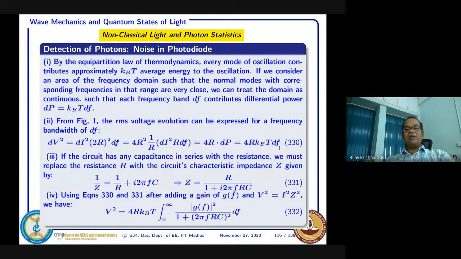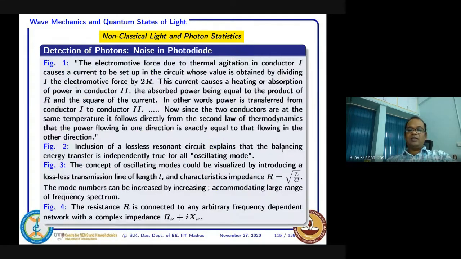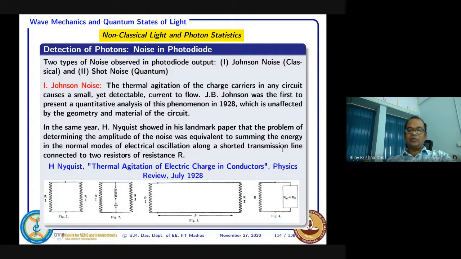Most of the time, when you see Johnson noise, people use this expression, equation 330, which was so nicely derived by Nyquist and Johnson. This is 4R kBT. Simply you get kBT times 4R. Depending on the load resistance, you can find out what the voltage square would be. That means the EMF voltage will come as noise, limited to a frequency band dF.